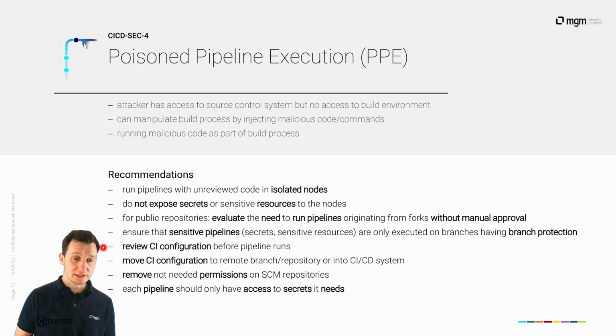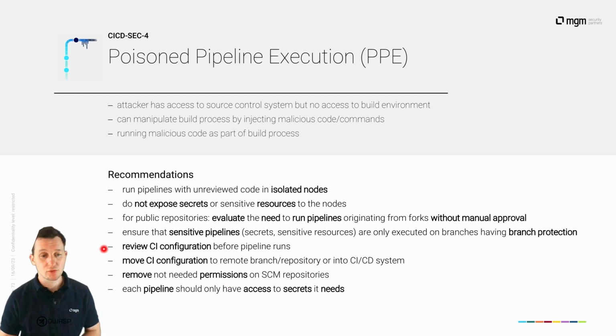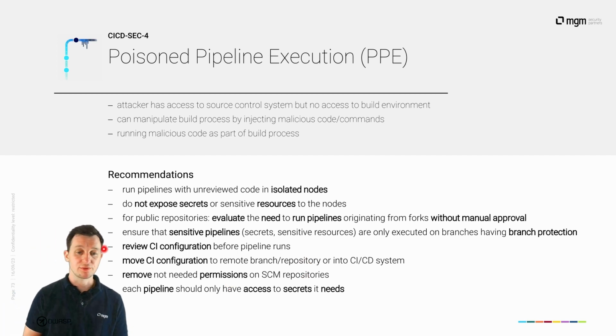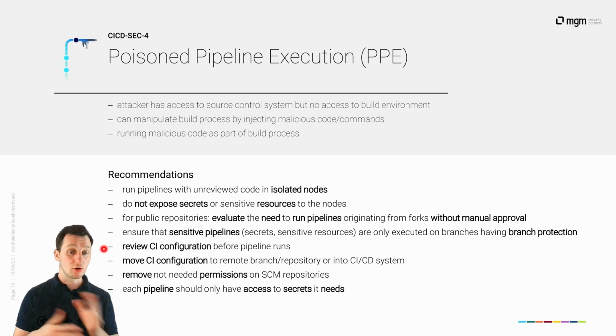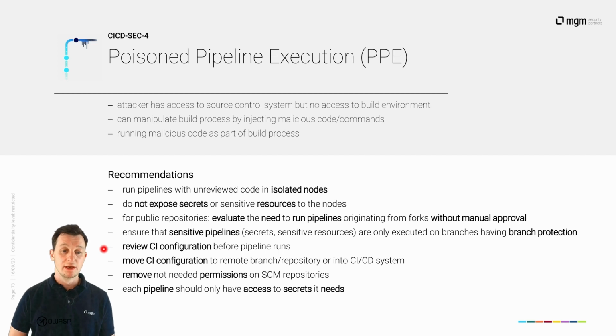Always try to consider reviewing the CI configuration before the pipeline runs, or override it with an already controlled version of it. As we have seen, move your configuration to a protected branch or protected environment, or directly to the CI/CD system if this is possible, and only give the permissions needed.